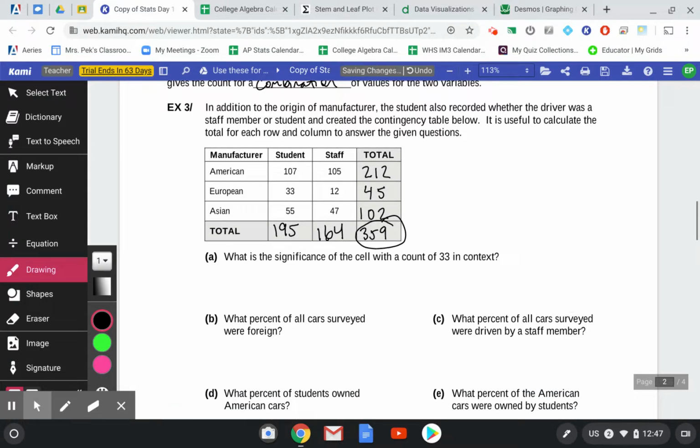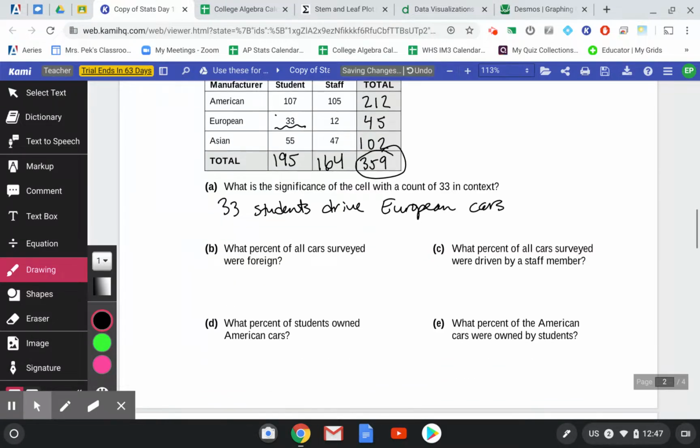All right, so here it says, what is the significance of the cell with a count of 33 in context? So you look for 33 and you say, what does that represent? It means there are 33 students who drive European cars. It doesn't have to be super complicated. Just get to the point and make sure you use the two different categories in there.